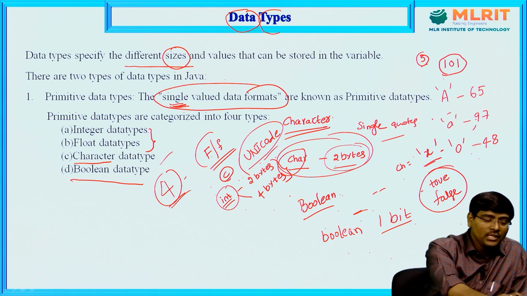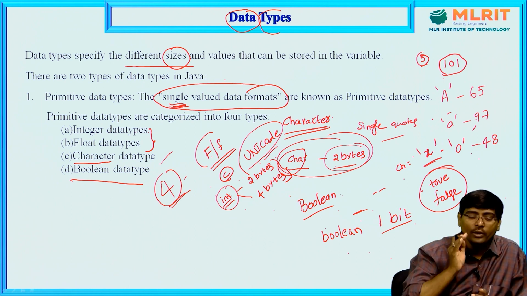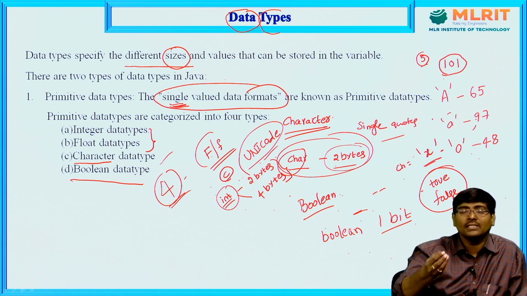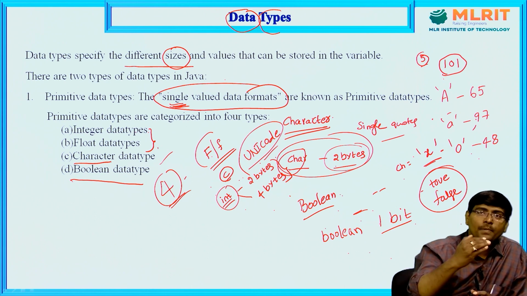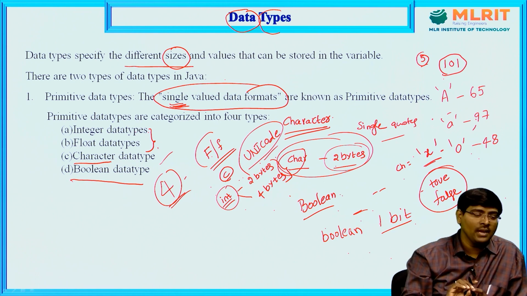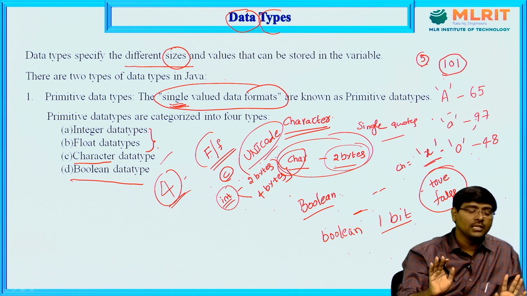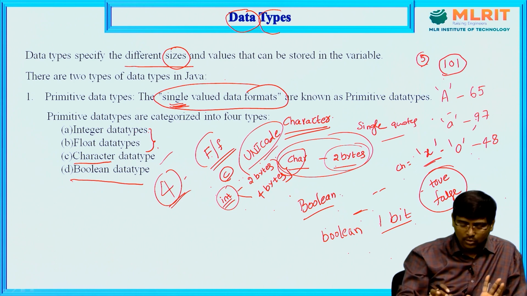Clear? These four are the primitive data types. Primitive in the sense of the basic data types. Without these data types, it is not possible to build any other data type. Clear? This is the main important topic in today's session.